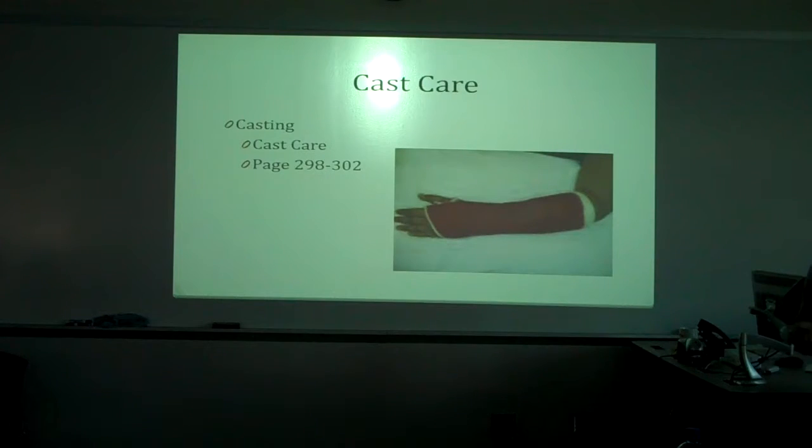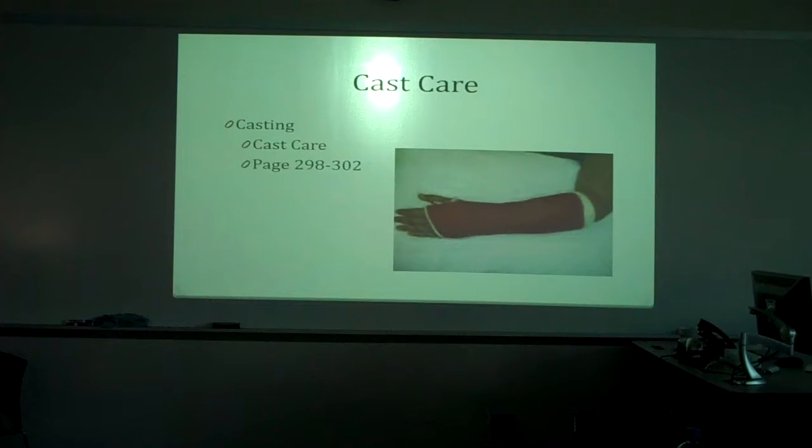You want to tell the client to report pain lasting greater than 1 hour that's not relieved by pain meds. You want to teach them how to do neurovascular checks. They're going to have this cast and you're going to send them home. So if their fingers get blue, if they can't feel anything, if they can't move them, if their pulses go away, they're going to want to report that.